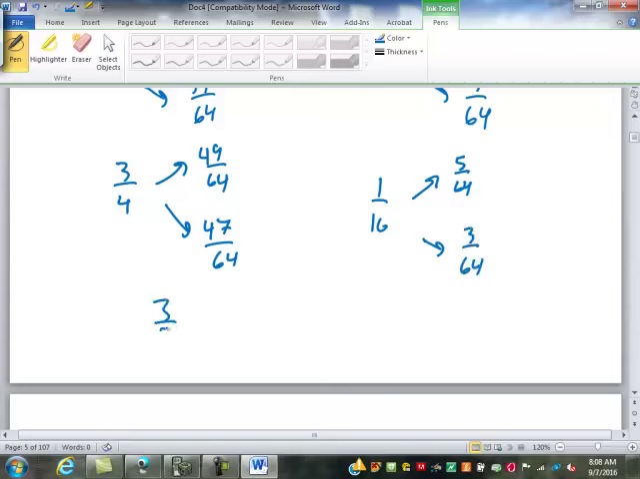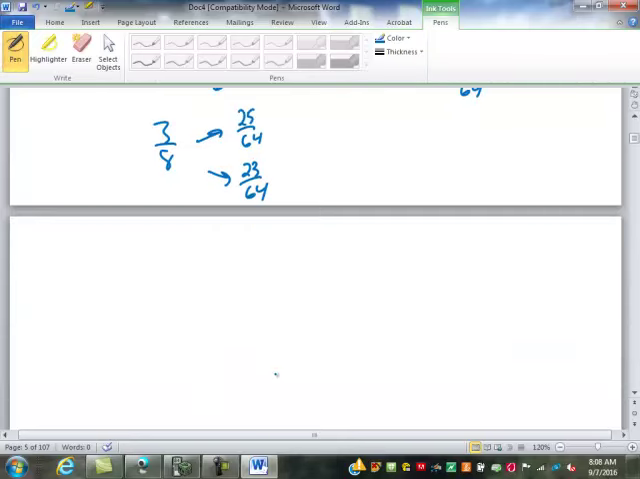19, 3/8. Larger. 25, yep. And smaller. 23. And number 20 is the same as number 14, so I'm not going to do it again. Any questions?